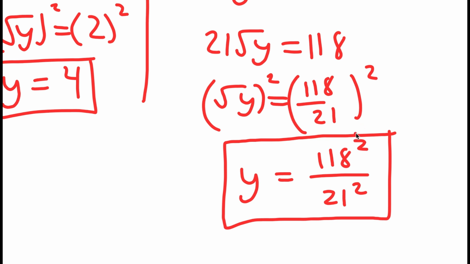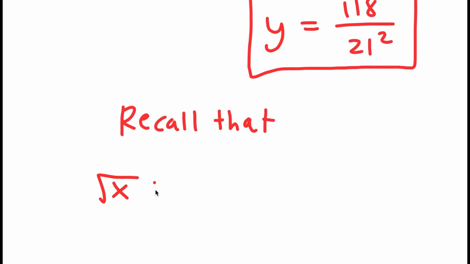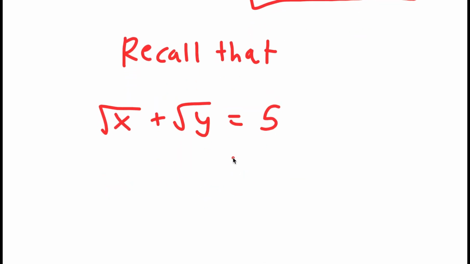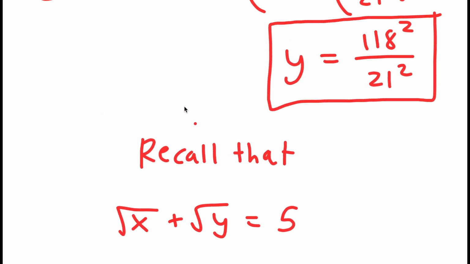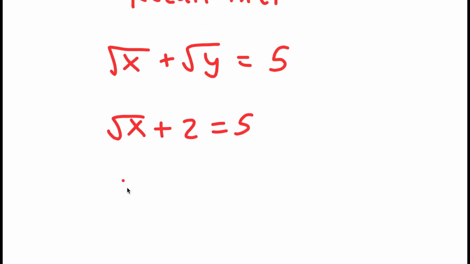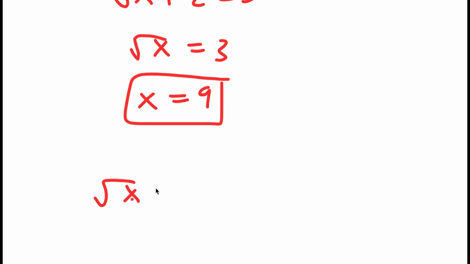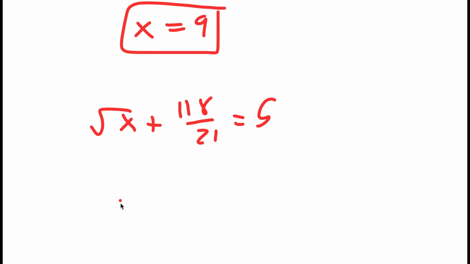So now, recall that the square root of x plus the square root of y is equal to 5. So this means that because the square root of y is equal to 2, y is 4, I have the square root of x plus 2 is equal to 5, meaning the square root of x is equal to 3, and x is equal to 9. And for my other solution, I have the square root of x plus 118 over 21 is equal to 5, meaning in that case, x is equal to 169 over 441.